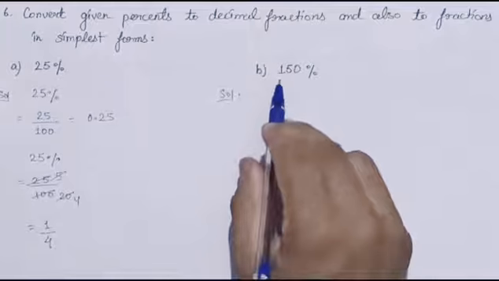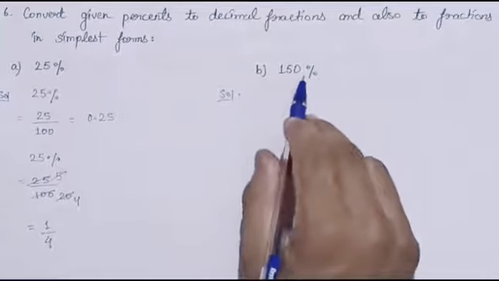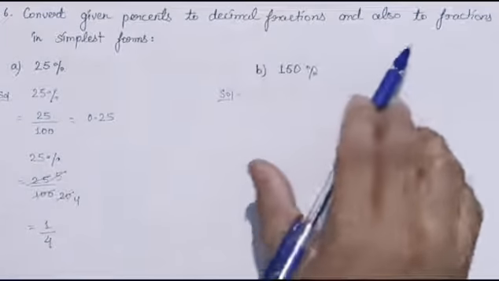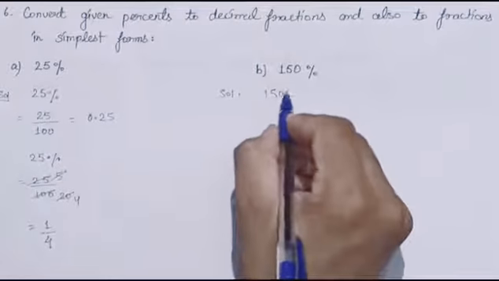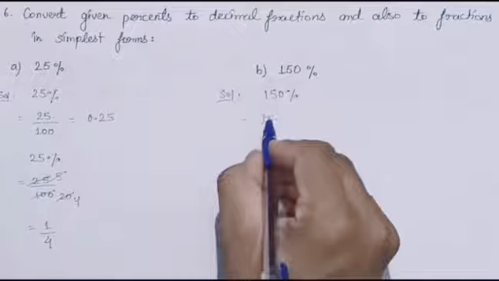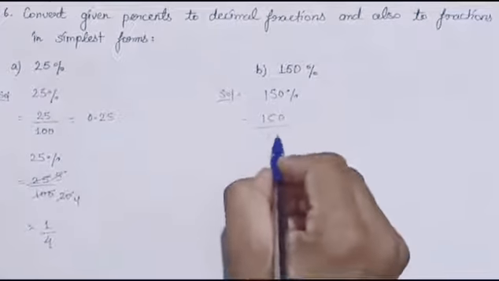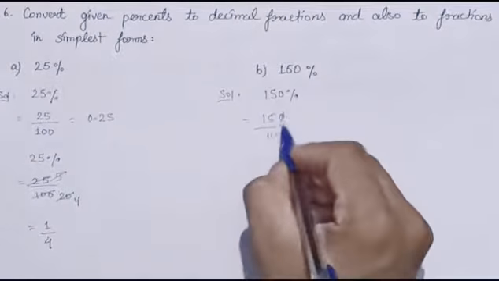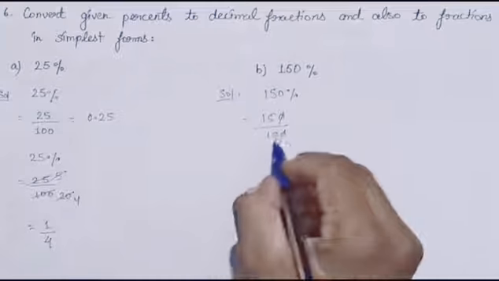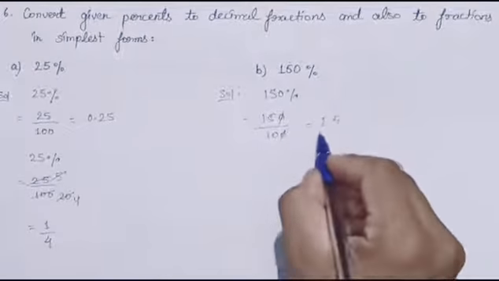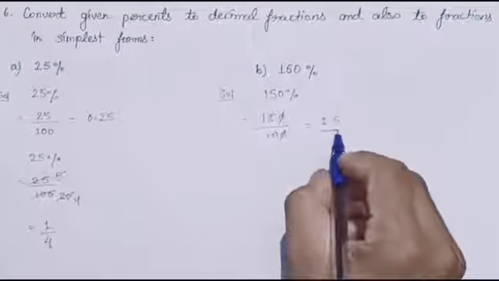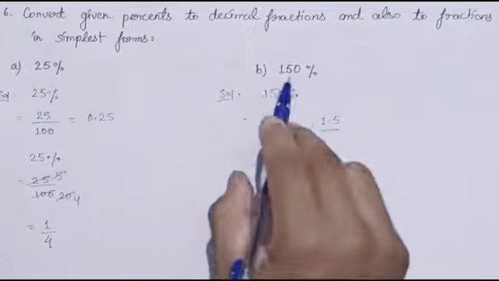Again here we have to convert 150% into decimal form and also fraction in simplest form. So 150% can be written as 150 divided by 100. Now here 0 and 0 cancel out, and 15 by 10 is equal to 1.5. So 1.5 is the decimal form of the given percentage 150.